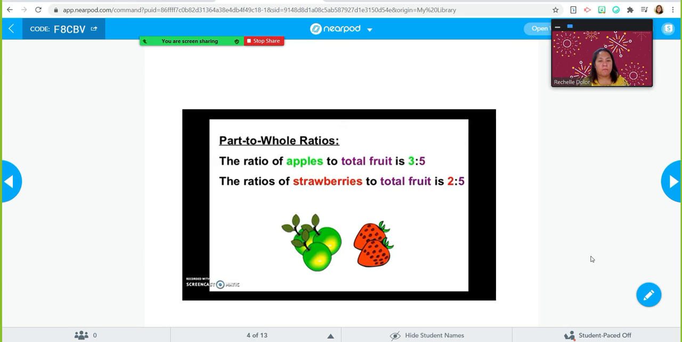When you do a part-to-whole ratio, you're looking at everything combined. So in this case, the whole would be the total fruit. So the ratio of apples to total fruit is 3 to 5 because there's 3 apples and 5 pieces of fruit. The ratio of strawberries to total fruit is 2 to 5 because there's 2 strawberries and 5 pieces of total fruit. So I want you to try it.